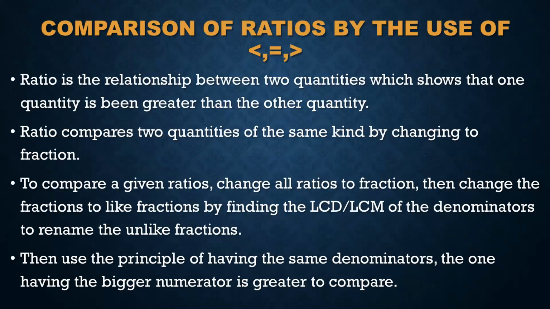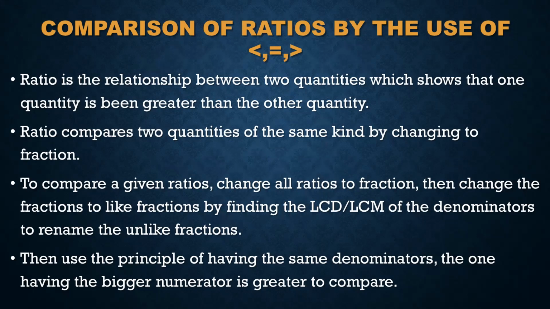The comparison of ratios by the use of less than, equal to, and greater than. Ratio is the relationship between two quantities which shows that one quantity is greater than the other. Ratio can also be written in its simplest form. Ratio compares two things of the same kind. Ratio compares two quantities or two things of the same kind by changing to what?